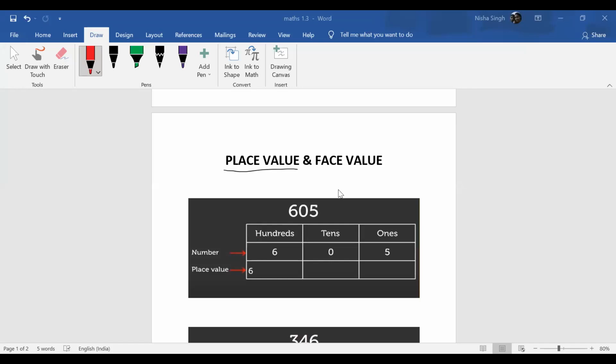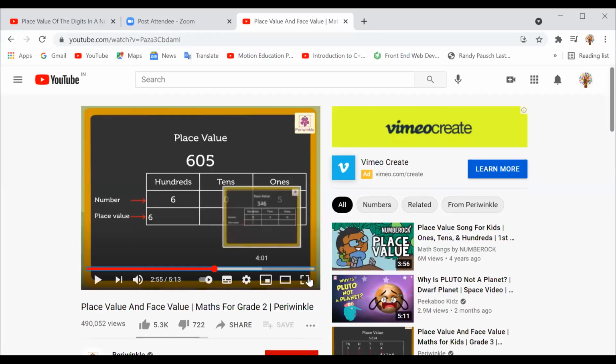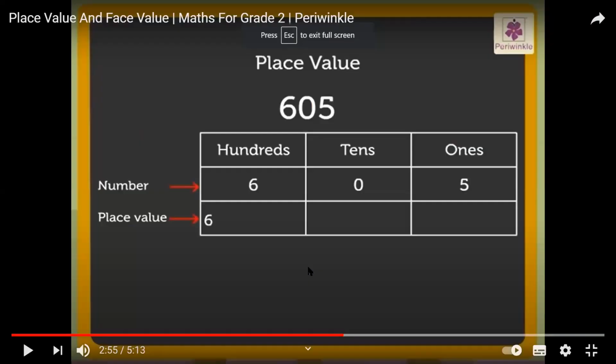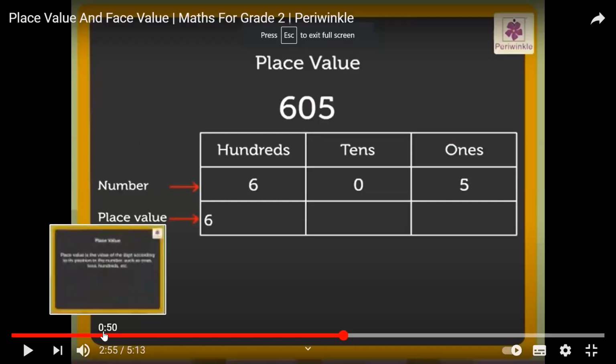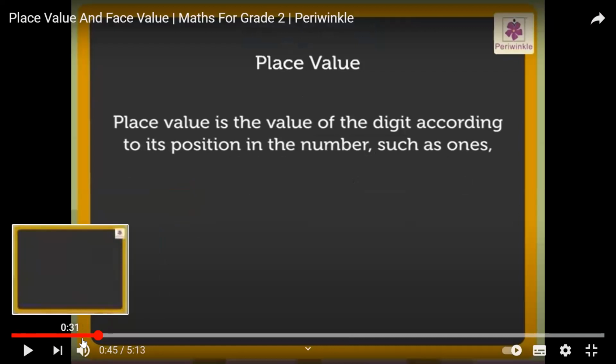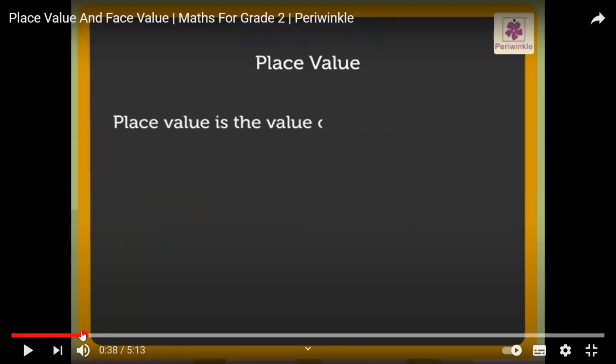Today we are going to do a new topic: place value and face value. In the beginning of this chapter, we have already learned what place value is. So let us quickly revise what place value is. Children, you have to watch this video carefully to understand what place value and what face value are.